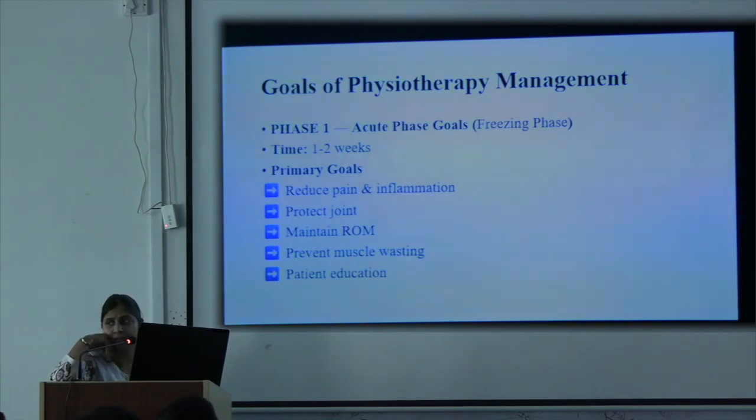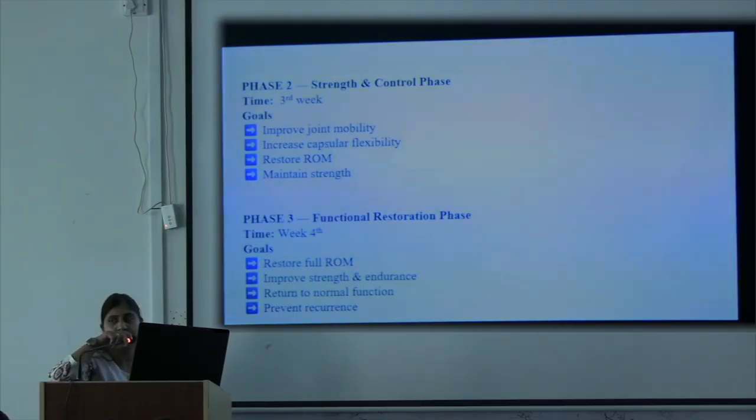The goals of the physiotherapy management. Phase 1, acute phase goals, freezing phase, time 1 to 2 weeks. Primary goals: reduce pain and inflammation, protect the joint, maintain range of motion, prevent muscle wasting and patient education. Phase 2, strength and control phase, time 3rd week. Goals: improve joint mobility, increase capsular flexibility, restore range of motion, maintain strength. Phase 3, functional restoration phase.